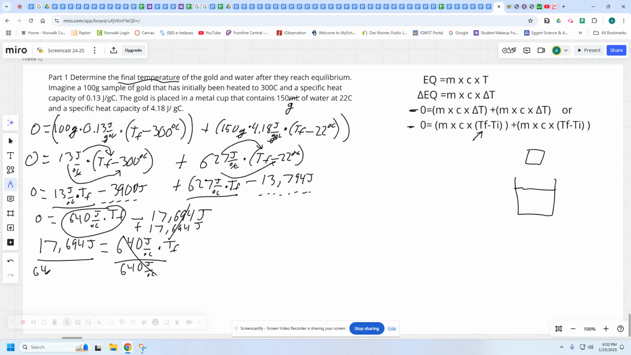And when you actually write down the 640 joules for every Celsius, the joules will cancel out and you're left with Celsius, which is a temperature, which means you've likely set this up correctly. So if you simplify that, you should get a temp final. Once you take the 17,694 divided by the 640, you should see that in Celsius, it's 27.6 degrees Celsius. And if you wanted to know Kelvin, you would simply just kind of cheat and add the 273 onto that.